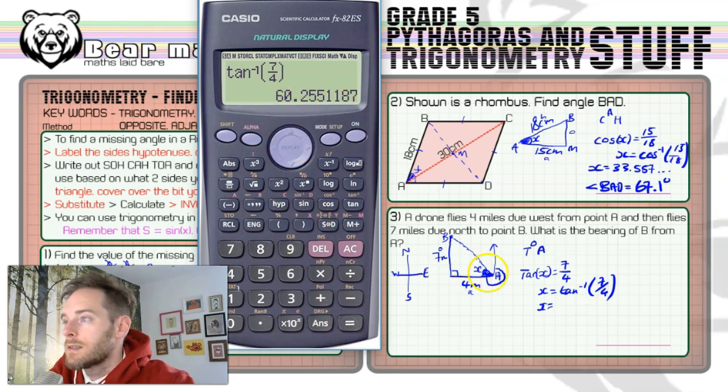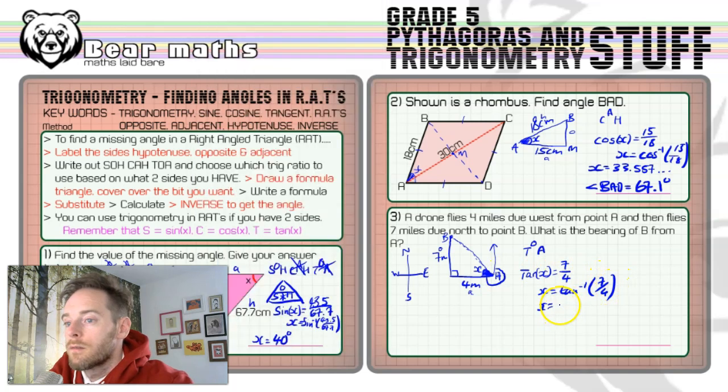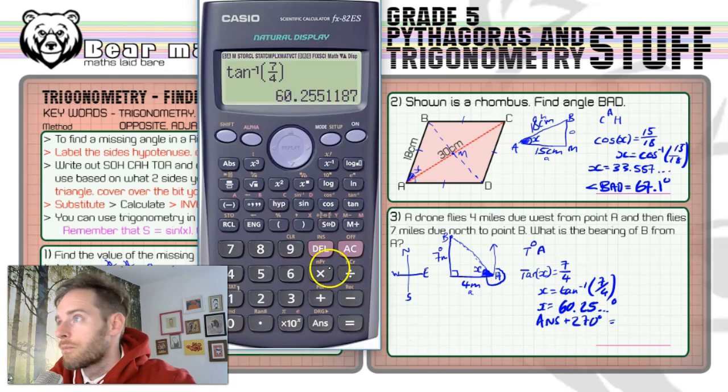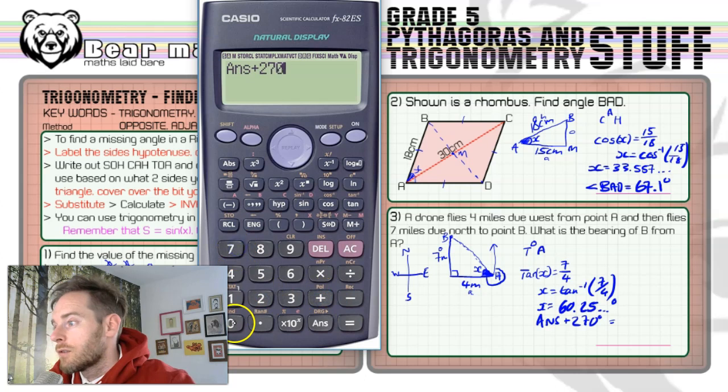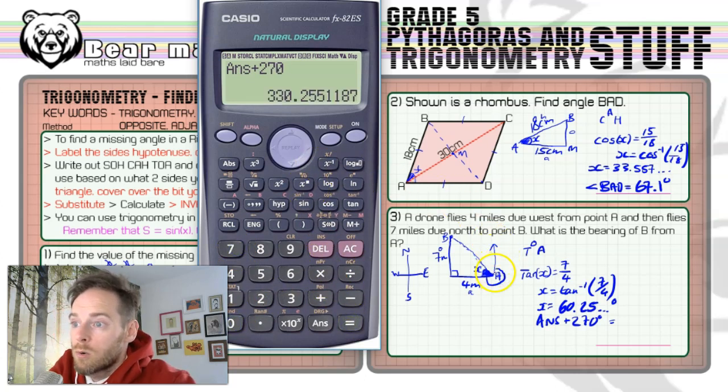I found out that that bit's 60.25 degrees, and this dot dot dot just means there's some more decimals there. Then all we have to do is add that onto 270. So the answer plus 270 degrees, and I'm adding 270 on because that's 3/4 of the way round. Bearing's always measured in a clockwise direction from the north line, from the point where the question says from, and give your answer in 3 digits.